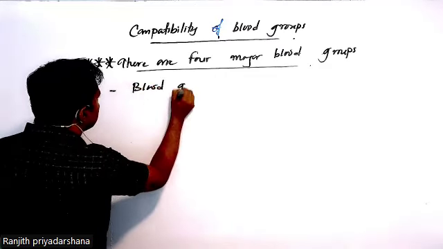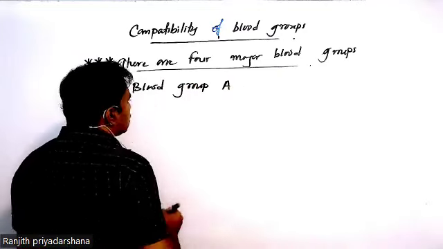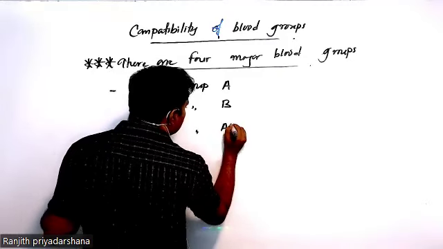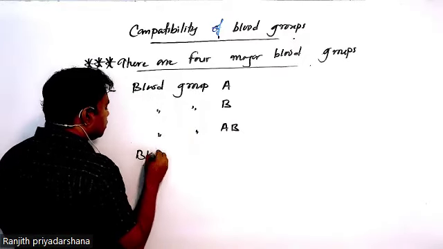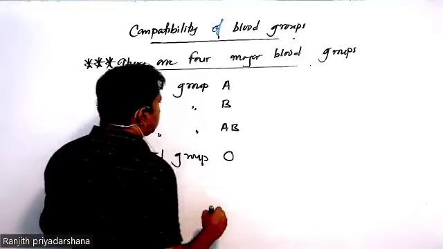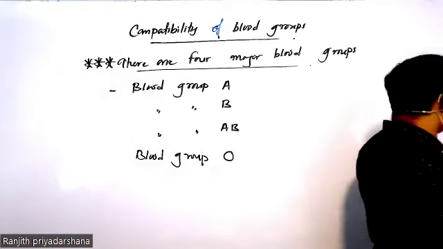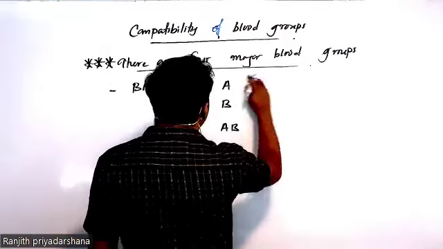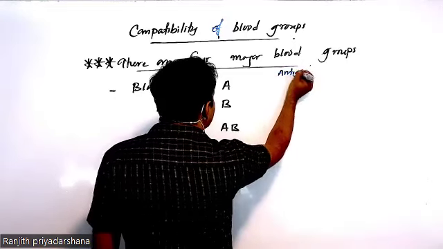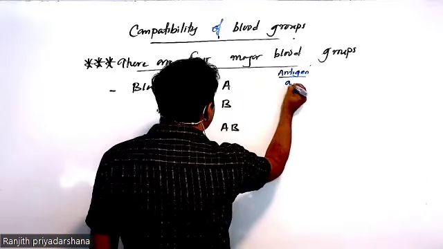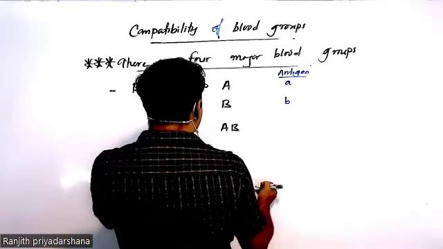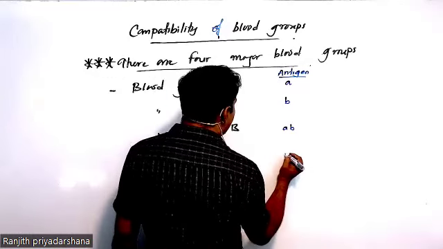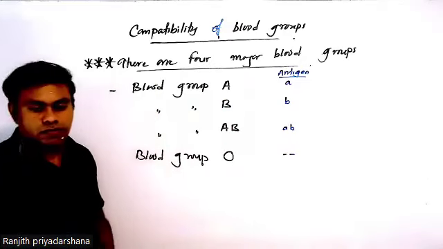Blood group A, blood group B, the third one, AB, and blood group O. Why do we name them blood group A, B, AB and so on? Because they have antigens. Blood group A consists of antigen A. Blood group B consists of antigen B. Blood group AB consists of both A and B. Blood group O does not have any antigen.